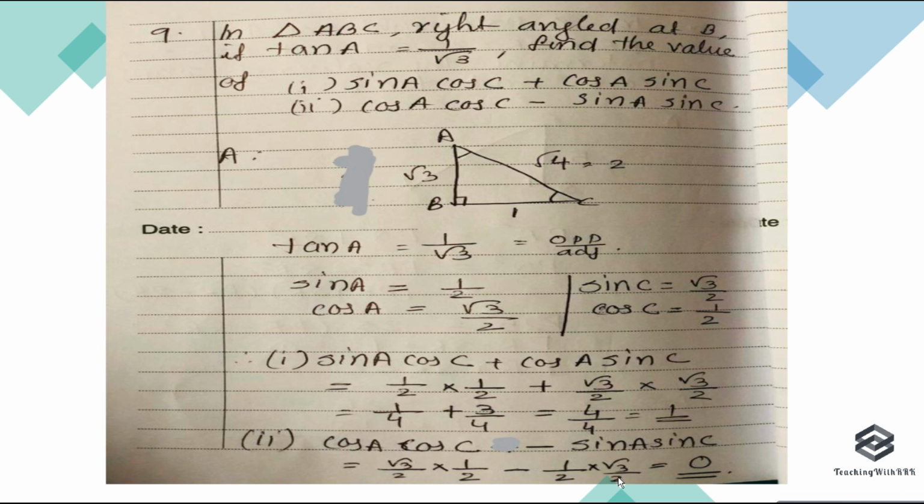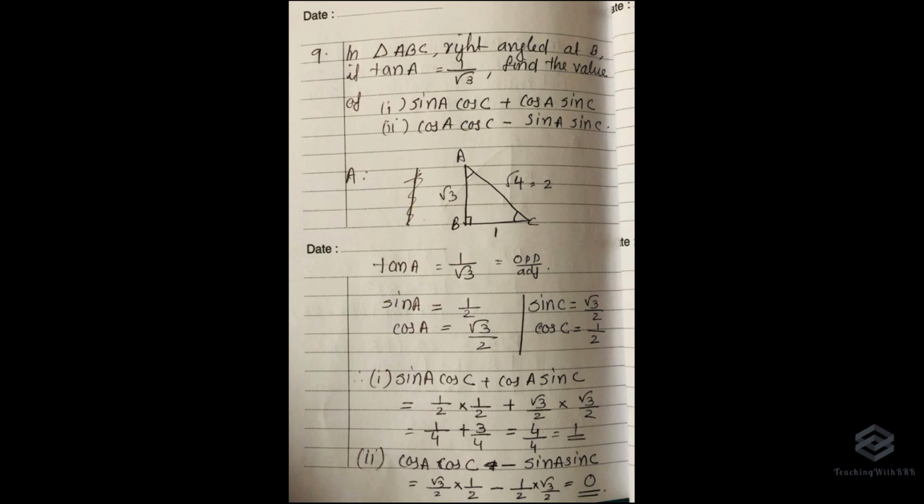Second one, cos A cos C minus sin A sin C. Cos A is root 3 by 2, cos C 1 by 2. Root 3 by 2 into 1 by 2 is root 3 by 4 minus sin A sin C. Sin A is 1 by 2, sin C root 3 by 2. Here also root 3 by 4. Root 3 by 4 minus root 3 by 4 equal to 0.